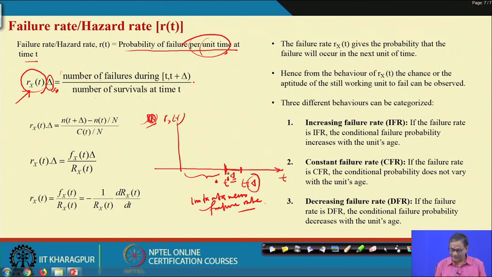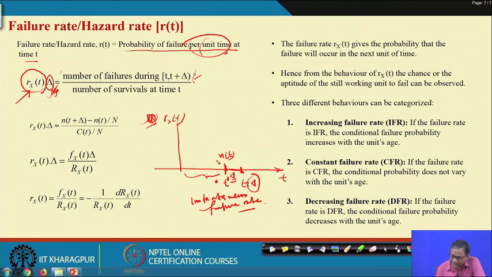The difference between the number that survive here and the number that survive here will be the number of units that fail in delta time. So, then per unit time it will be divided by delta. Instead of writing the division by delta here, you are multiplying on this side. No problem. Then what is the number of failings at this point in time?